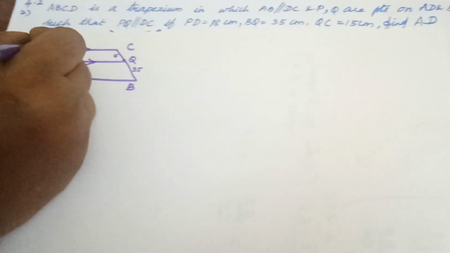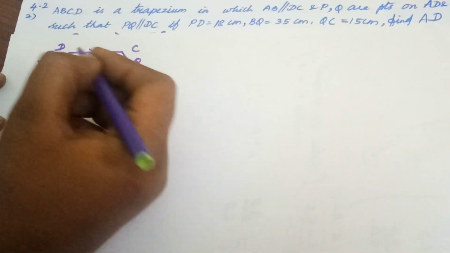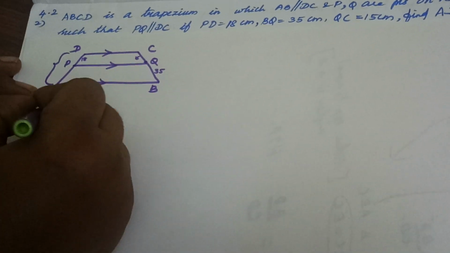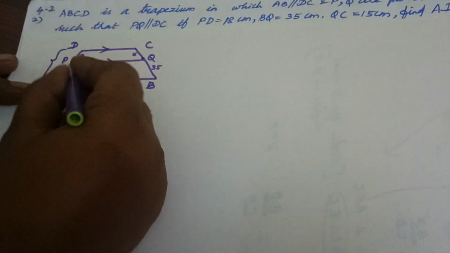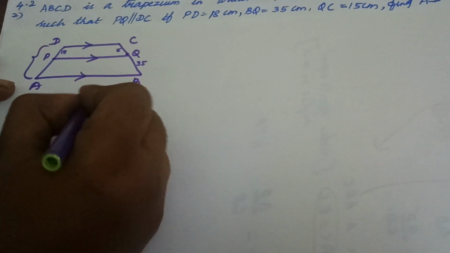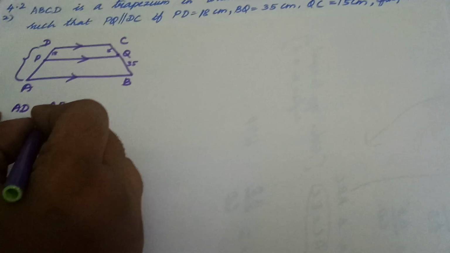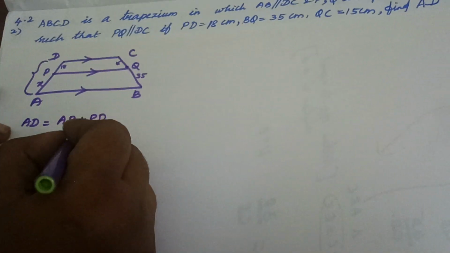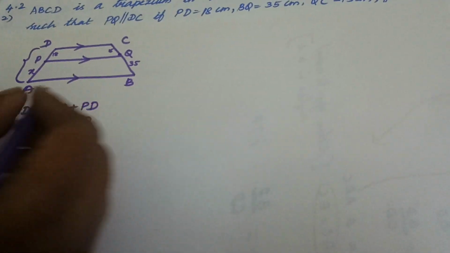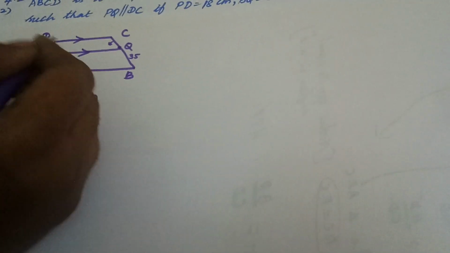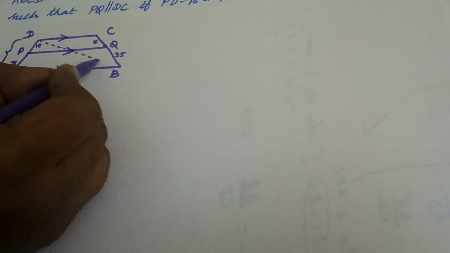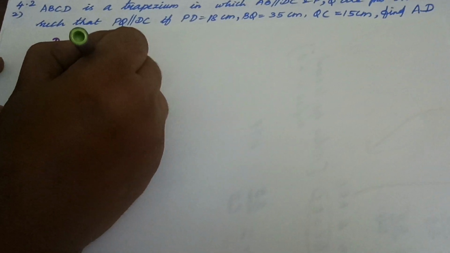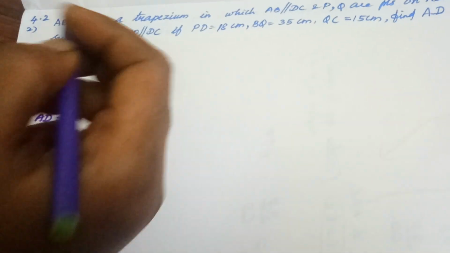So AD is here. So we are going to find this AD. AD can be named as AP plus PD. So we can get AD by adding AP and PD. Let us name AP as X. So X plus PD. To get this AP, we are going to join the diagonal BD. So join diagonal BD. It meets PQ at E.